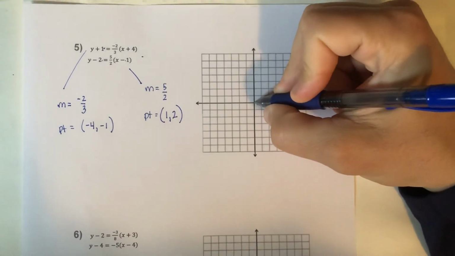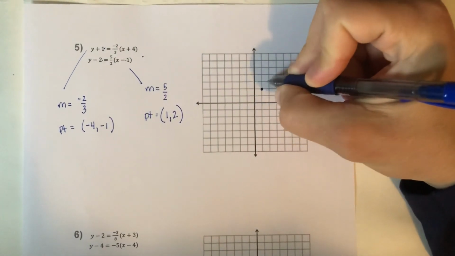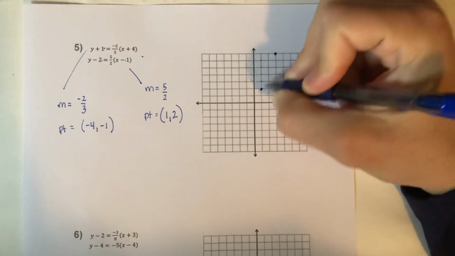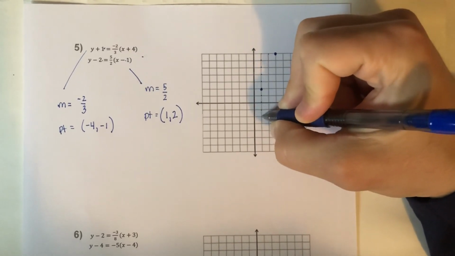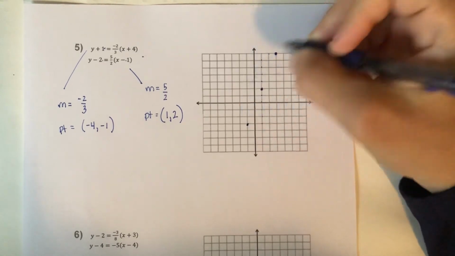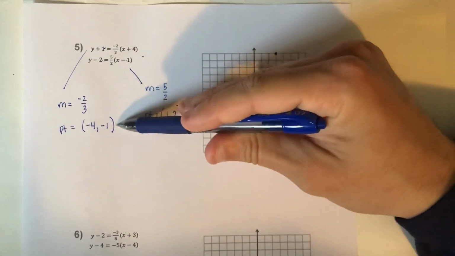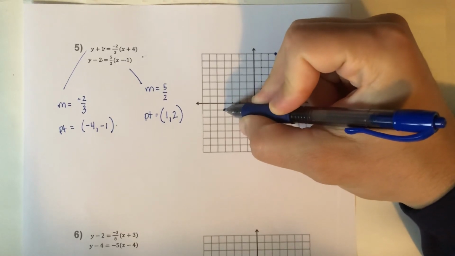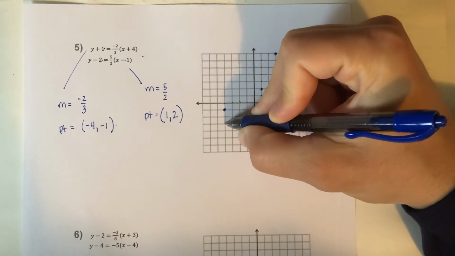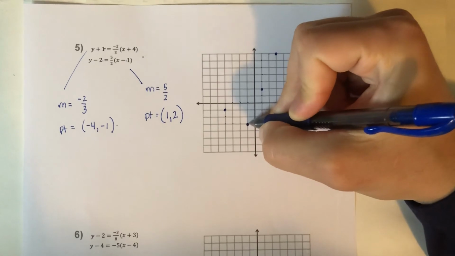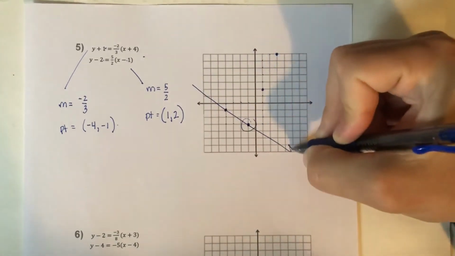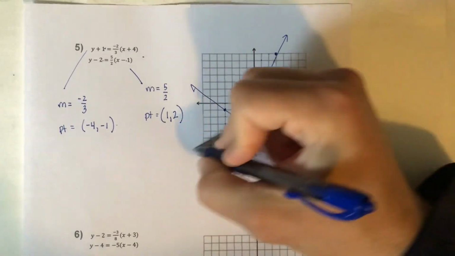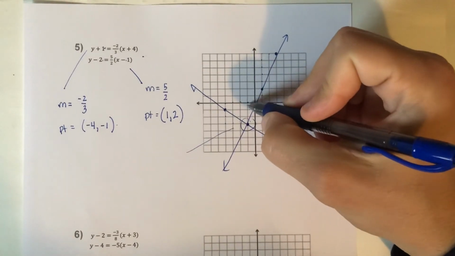Graphing these two lines, the point (1, 2) with a slope of 5 over 2. Or I could go down 5 to the left 2. And then the other line has a point at negative 4, negative 1, and a slope of down 2 to the right 3. You can see where they're going to intersect. Draw your lines for the visual. And your answer would be negative 1, negative 3.